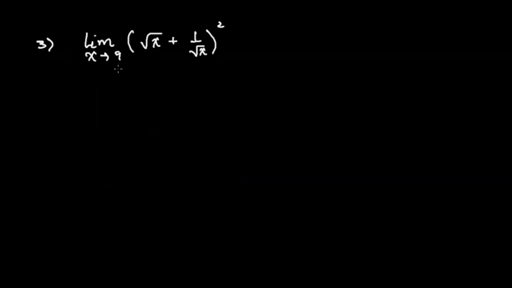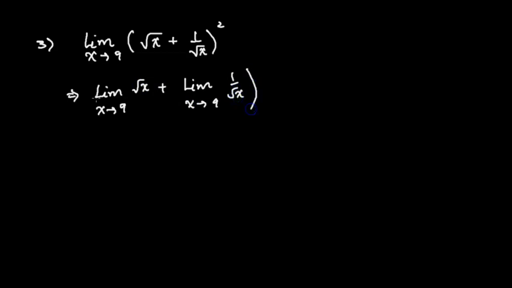If we are supposed to find limit x approaches 9 for square root x plus 1 over root x, the whole thing to the power 2, we can apply the power property of the limit, where we can rewrite it as limit x approaches 9 root x plus limit x approaches 9 1 over root x. The whole thing would have a power 2. Now we can just do direct substitution. So we can rewrite it as square root 9 plus 1 over root 9. The whole thing would have a power 2.